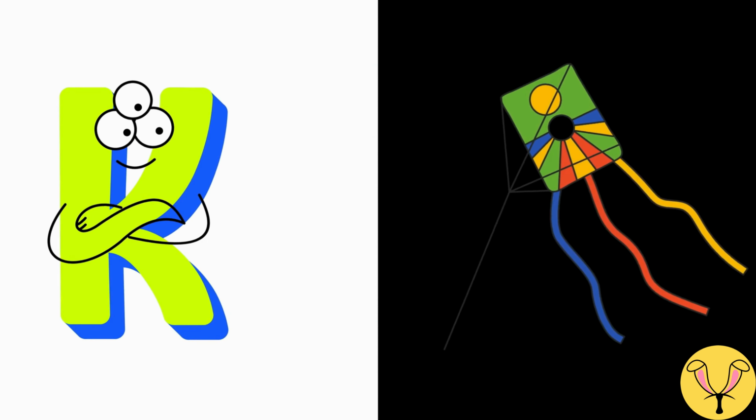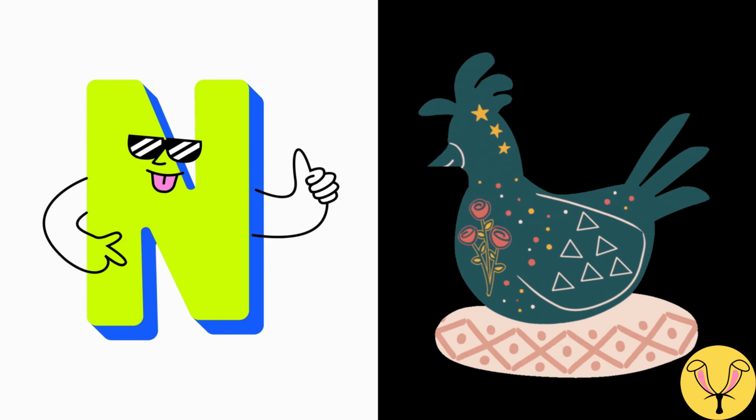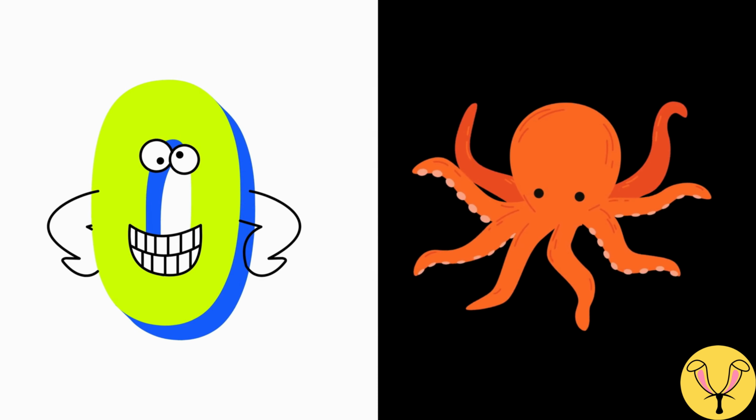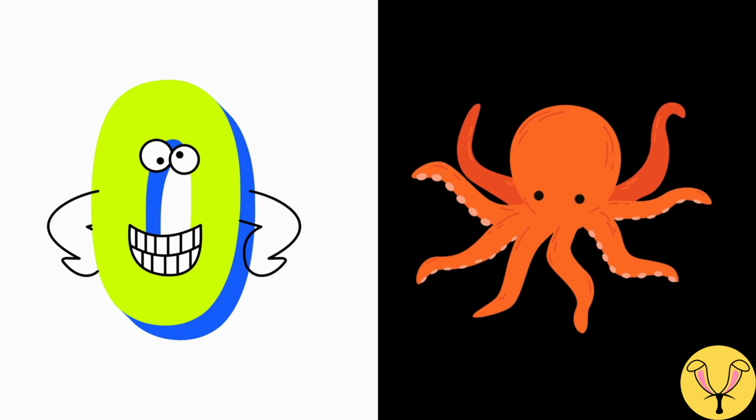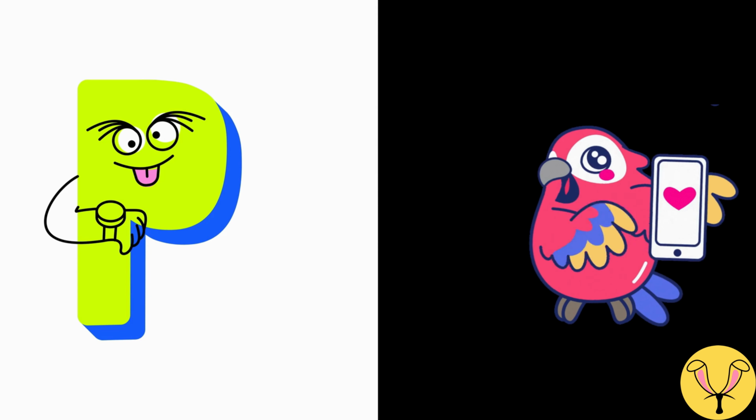M is for ma, ma, monkey swinging on trees. N is for na, na, nest in the gentle spring breeze. O is for o, o, octopus with arms that wave. P is for pa, pa, parrot so smart and so brave.